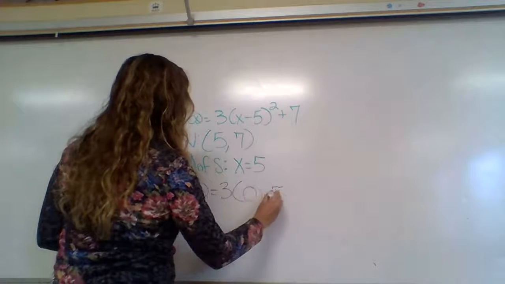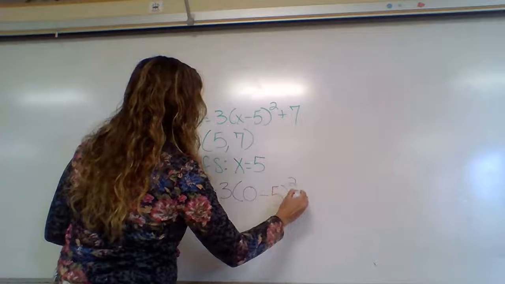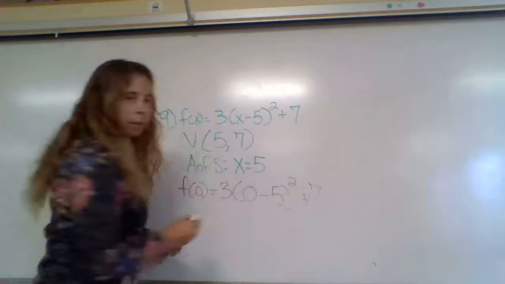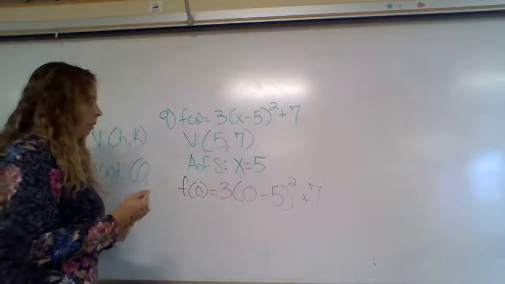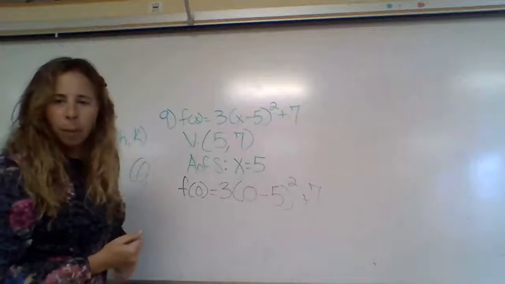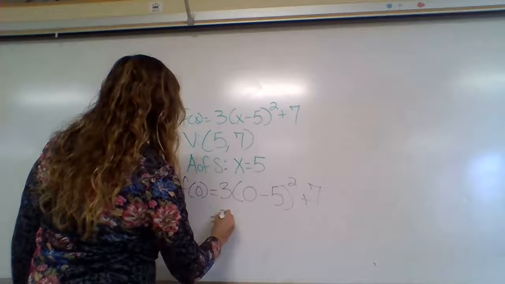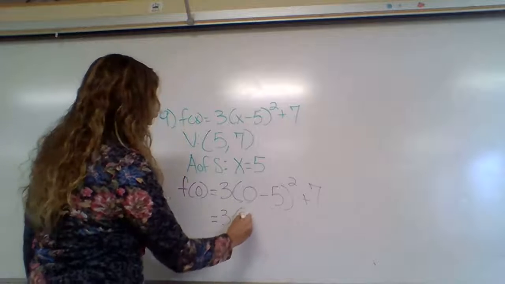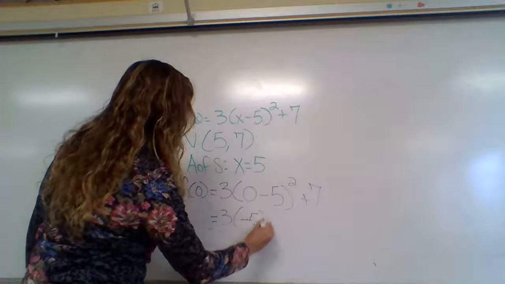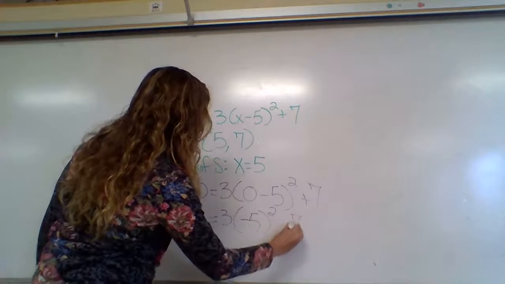3 times 0 minus 5 squared plus 7. Okay, all I did was substitute 0 in for x. This is equal to 3 times 0 minus 5, which is negative 5, squared, plus 7.